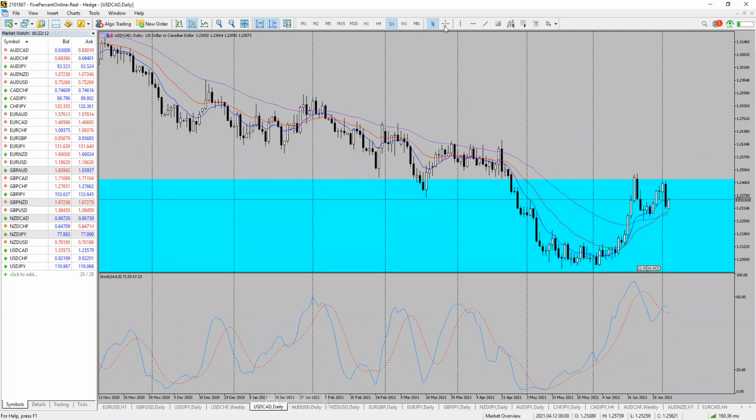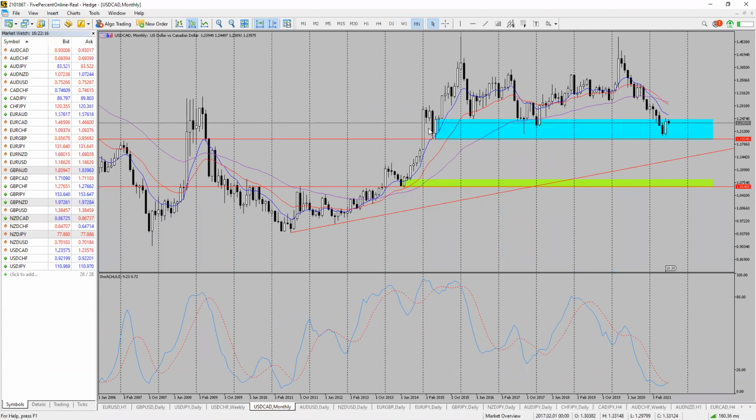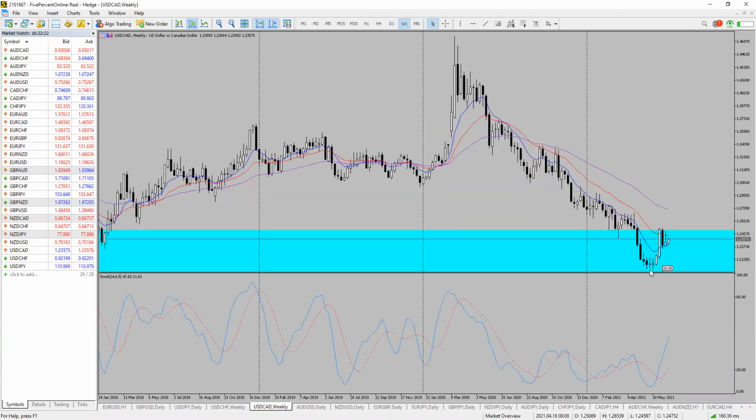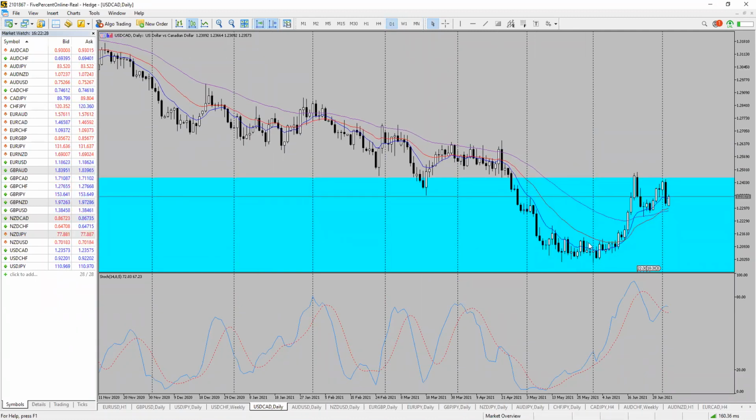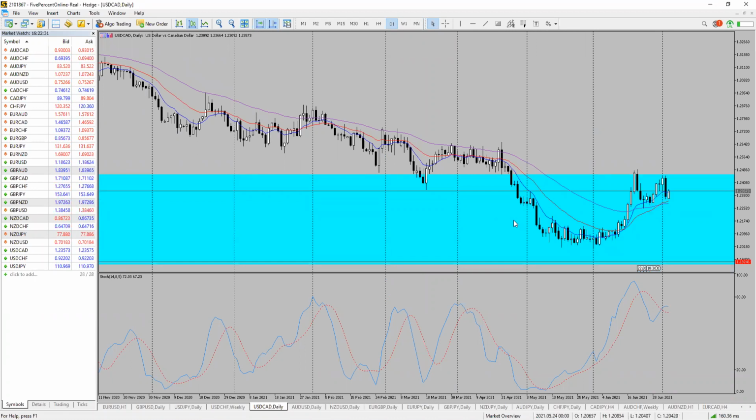Dollar CAD, we spoke about it, a huge monthly demand zone here. You can see this consolidation or accumulation, beautiful accumulation almost at the bottom of the demand zone, just below the lower half of the demand zone. And then you can see how the price broke above the moving averages, came down, found support, and continued higher.